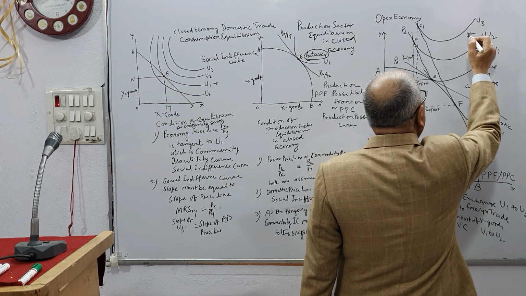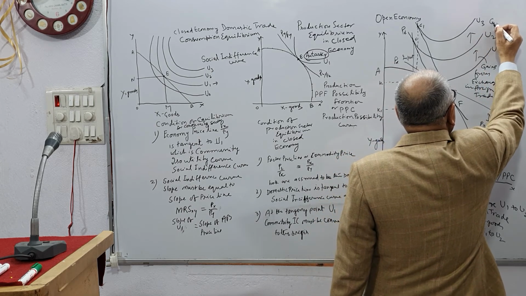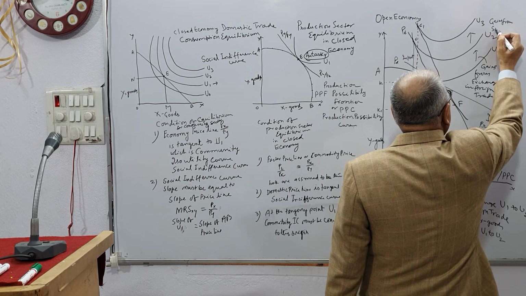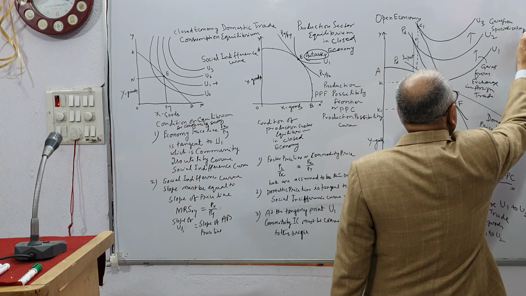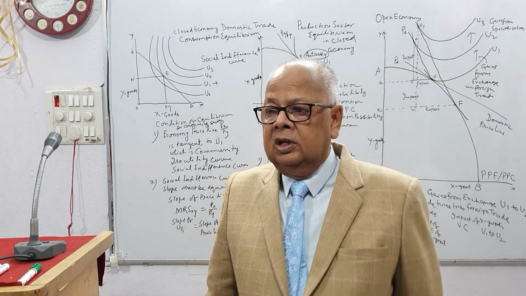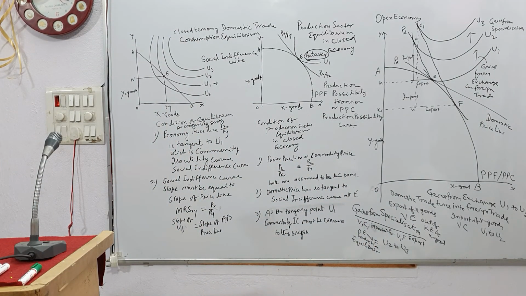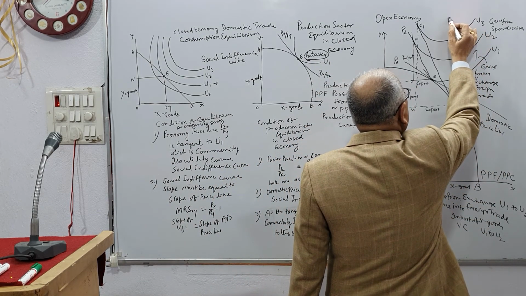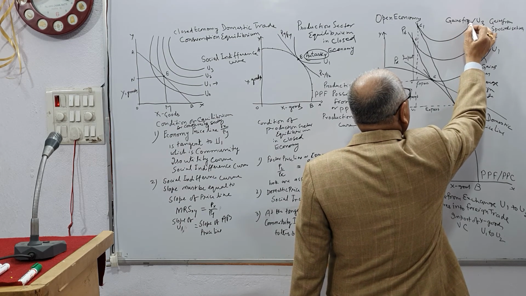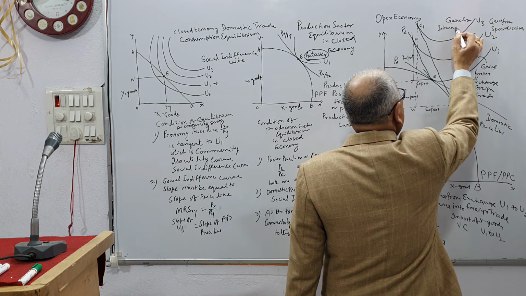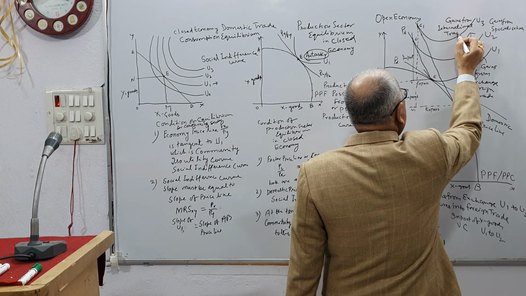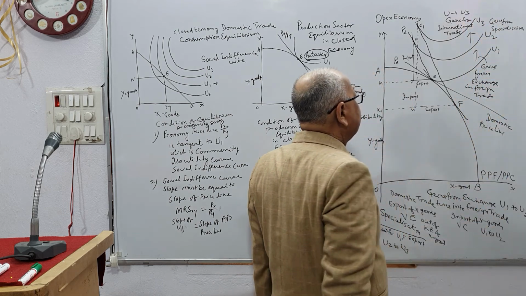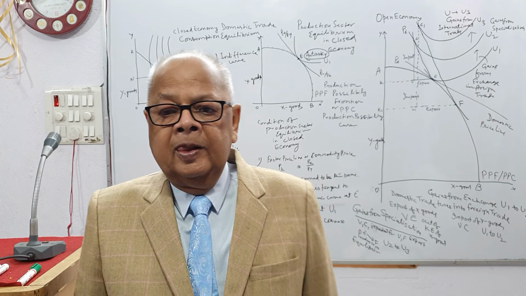And U2 to U3, this is called gains from specialization. After specialization, this is possible. And now, what is the overall effect? What will the country reach here? This is called gains from international trade. From U1 to U3 is gains from international trade.